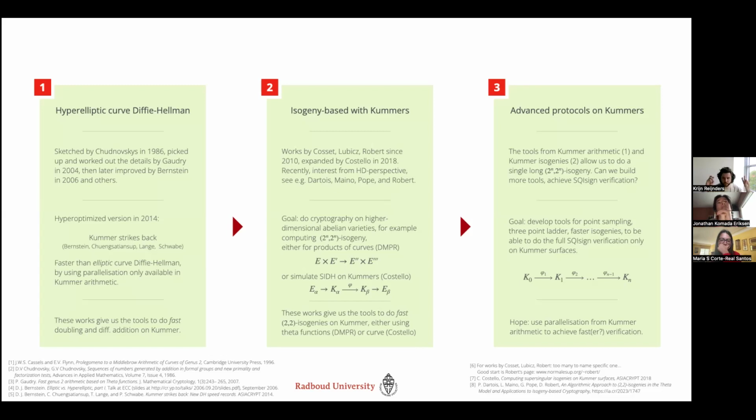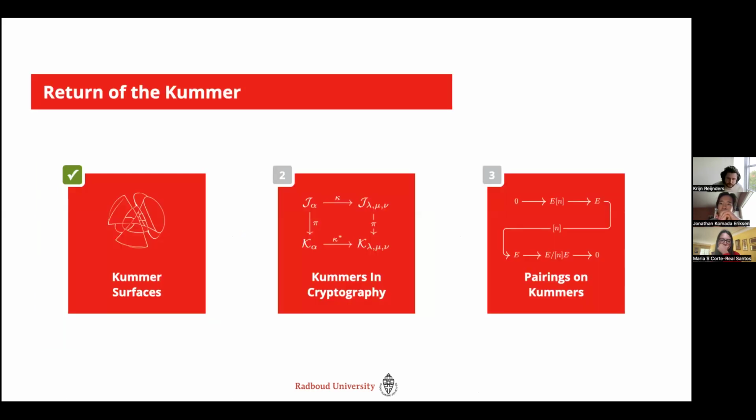Now, this is really a hope because the work that we are presenting now with Maria really develops a lot of the theory, but we haven't implemented it on this low-level parallelization, vectorization level, which is something that we hope to do in the future. Okay, so that was this first part on Kummer surfaces.